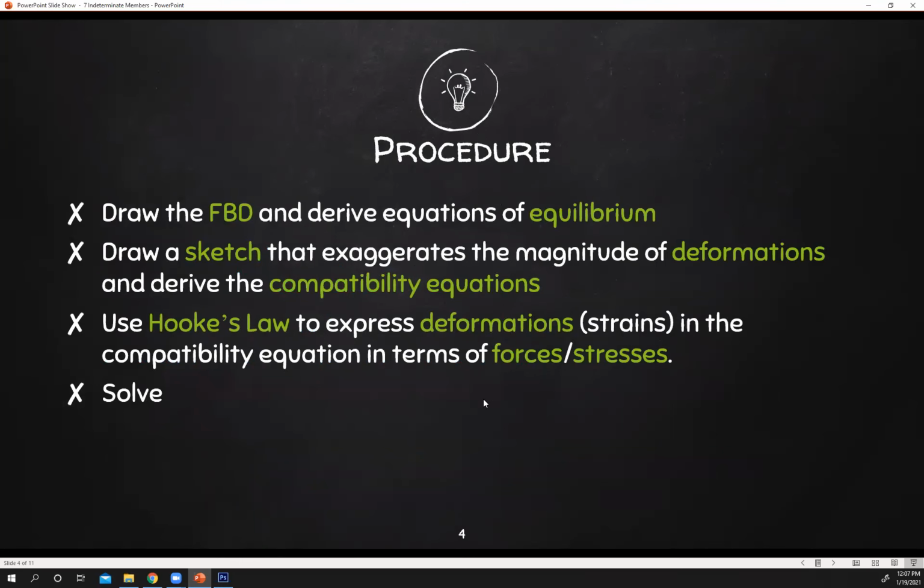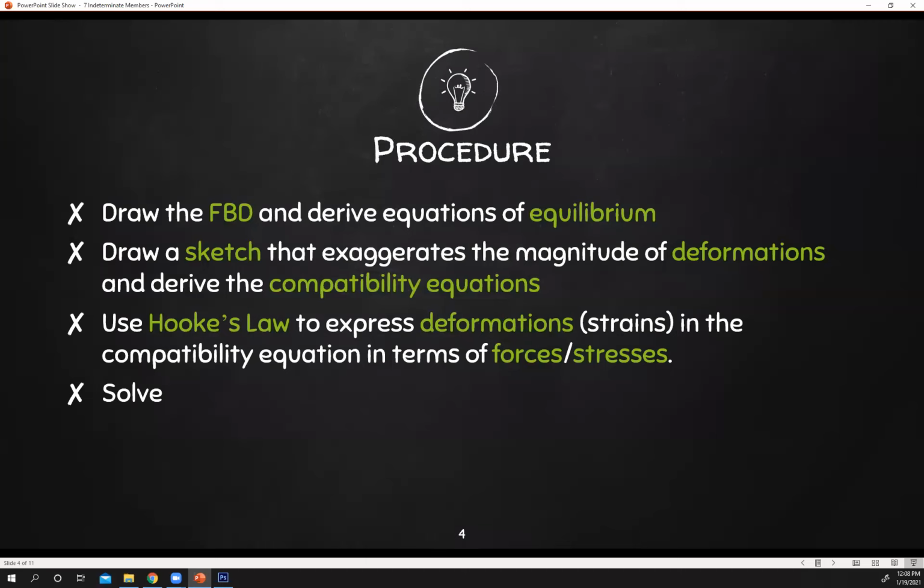So these are the steps. First, as usual, draw the FBD and derive equations of equilibrium, same as what we've been doing so far. Next, draw a sketch that exaggerates the magnitude of deformations and derive the compatibility equations. Now, usually compatibility equations are just observations of your deformation. So later on, you'll see what that means. And then next, use Hooke's law to express deformations or strains in the compatibility equation in terms of forces or stresses. Or you can also express your stresses or forces in your equilibrium equations in terms of the other.